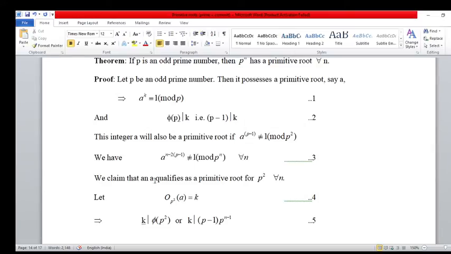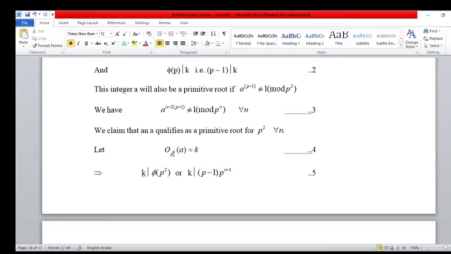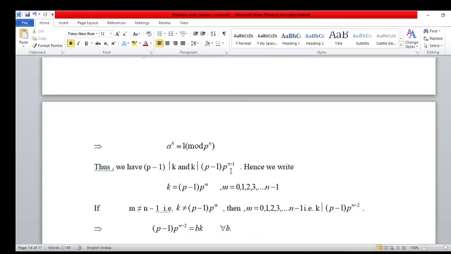We claim that a qualifies as a primitive root for p raised to the power n. Let the order of a mod p raised to the power n be equal to k, and k is a divisor of phi of p raised to the power n, which means p minus 1 into p raised to the power n minus 1. This is equation number 5.